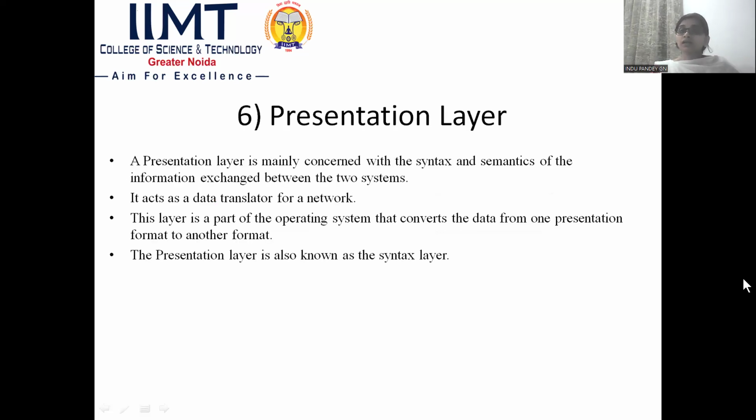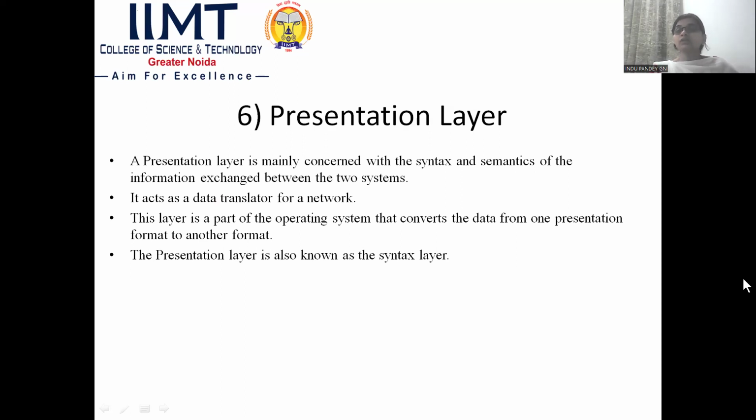The sixth important and last layer is the presentation layer. The presentation layer is mainly concerned with syntax and semantics of information exchange between two systems. It acts as the data translator for a network. This layer is a part of the operating system that converts the data from one presentation format to another format. The presentation layer is also known as the syntax layer.